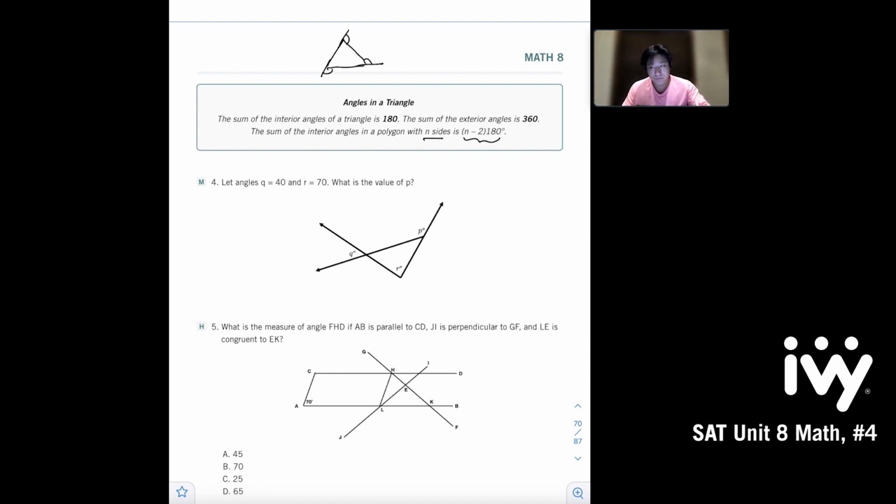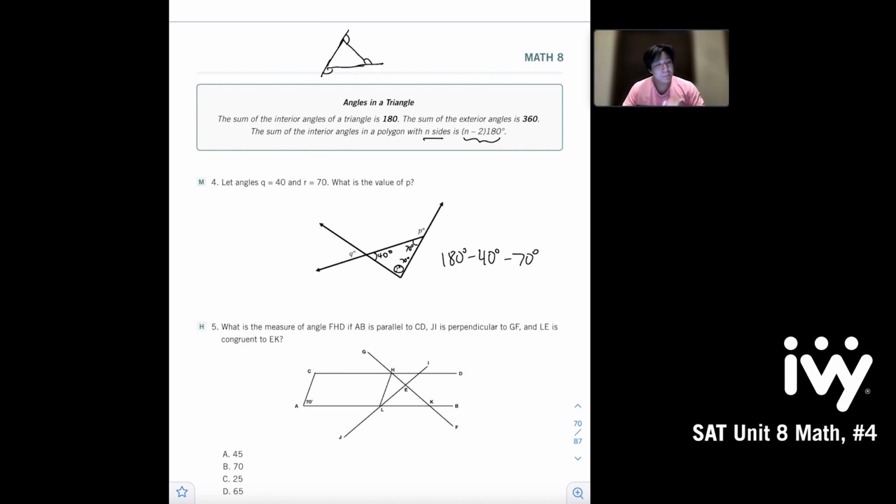So here we see that R is given right here inside this triangle. And we see by vertical angles, this angle in here must also be equal to Q, which is 40 degrees. And we have R is 70 degrees. So we know that the sum of the interior angles of a triangle is 180, which means this last angle must be 180 degrees minus 40 degrees minus 70 degrees, which is going to give us 70 degrees.